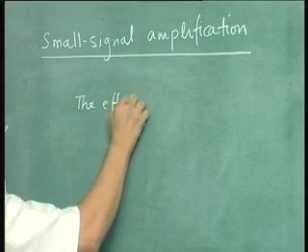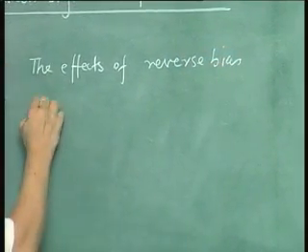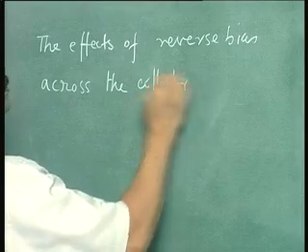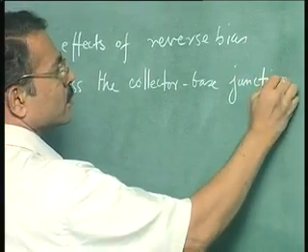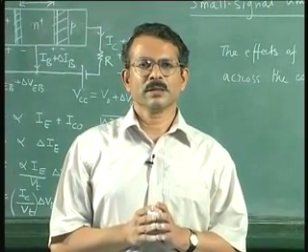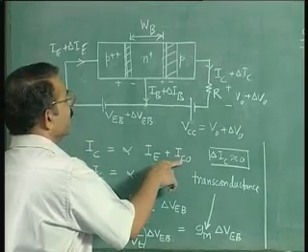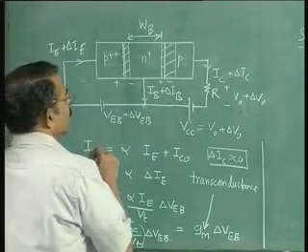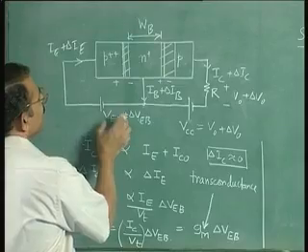So the effects of reverse bias across the collector base junction. There are two main effects that we will show. The first is the following. Now, because of the presence of ICO, a difficulty is that if the temperature goes on changing, which is what can happen in practice, then this IC will go on changing with temperature, even if you keep your IE constant by maintaining VEB constant.